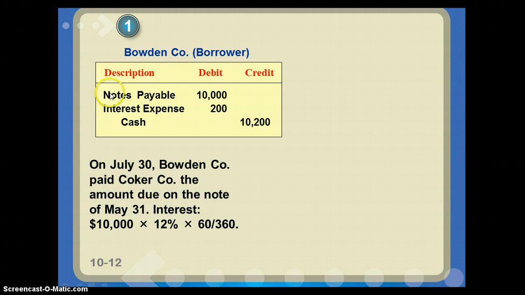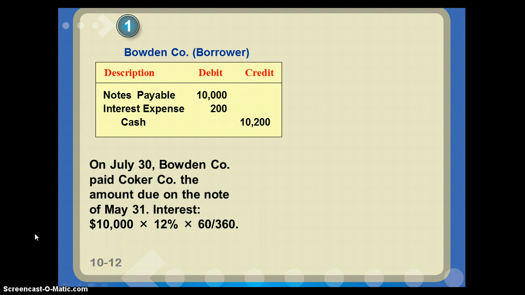So Bowden Company debits their notes payable to get rid of the $10,000 note because they paid it. They have an interest expense of $200, because if you calculate this out, you get $200. And the total amount of cash they had to write their check for was $10,200.